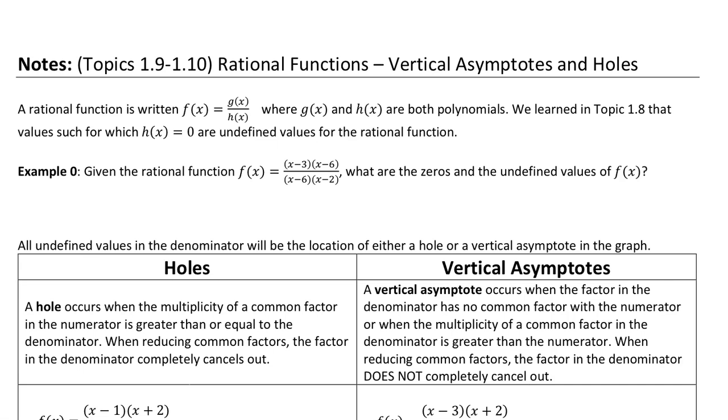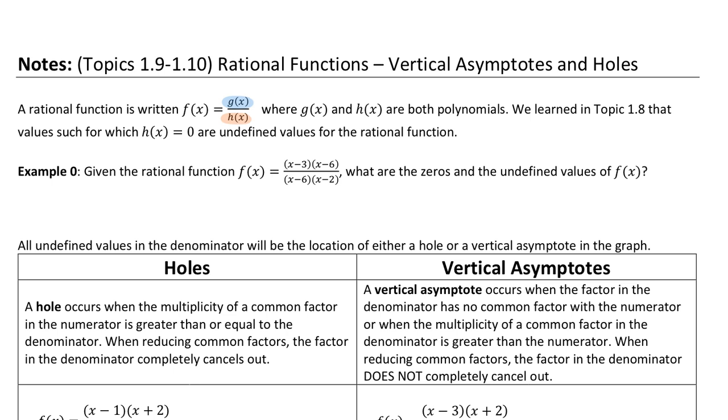Today we're doing two topics at one time because honestly, they go together like a little handshake. So topics 1.9 and 1.10 are about zooming in a little bit on the undefined values that we learned about last class. If we review just for a second, we know that rational functions are written with a fraction where there is a polynomial on top and a polynomial on the denominator. We learned in the last topic that values where the denominator equals 0 are going to be called undefined values for the rational function.